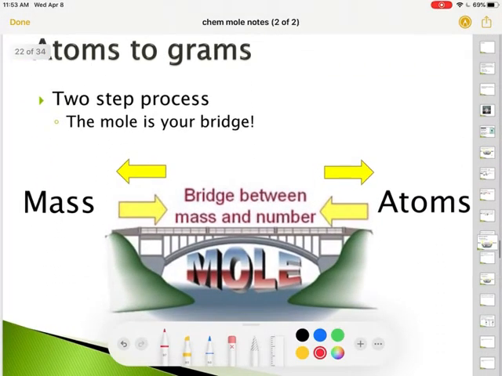But to go from atoms to grams or grams to atoms, we use our mole as our conversion factor. So I like to consider the mole as kind of like a layover. You have to go through the mole in order to get to one side or the other of the bridge, or one side or the other of the island. So if I want to go from Groton to New London, I have to go over the Gold Star Bridge. There's no other way. Well, I guess I could go through Norwich, but you know what I'm saying.